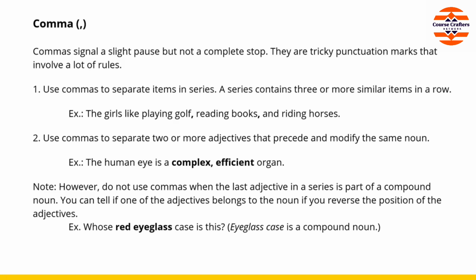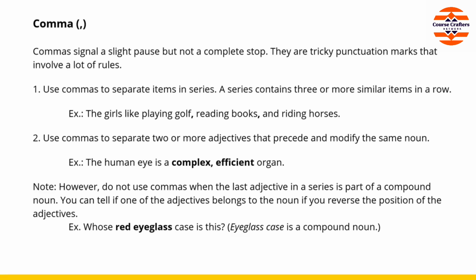The second way of using commas is to separate 2 or more adjectives that precede and modify the same noun. It's not very common, but it can happen sometimes and you need to know it too. So here we have an example. The human eye is a complex, comma, efficient organ. Here we have 2 adjectives, and because we have 2 adjectives, not just 1, we need to use a comma in between. And you have to note that you should not use commas when the last adjective in a series is part of a compound noun.